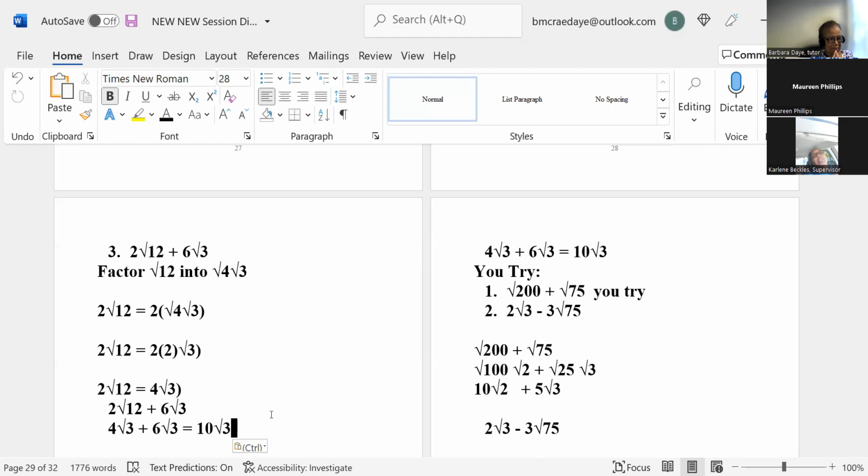Maureen, is it making sense? Yeah, you remember factoring, just like you factored before, except you're factoring the radicand. So just like you say 12, I can multiply 4 times 3, square root of 12, I can multiply square root of 4 times square root of 3.